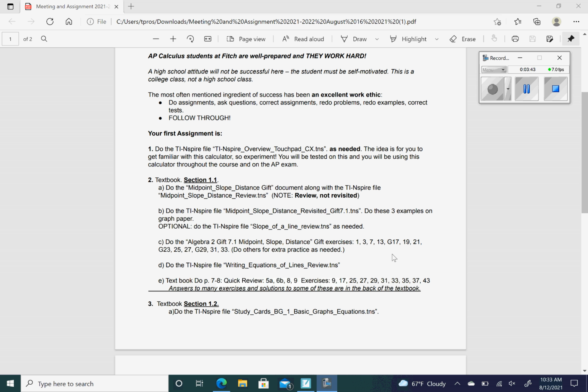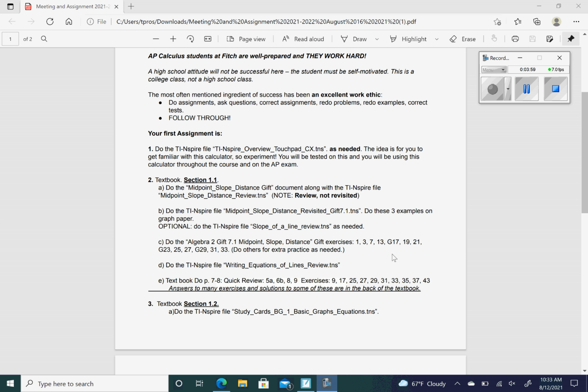Part D is to do the TI Inspire file writing equations of lines review. Part E, out of the textbook, and please make sure you label all parts of this assignment very clearly. I will be checking this during the second week of school.